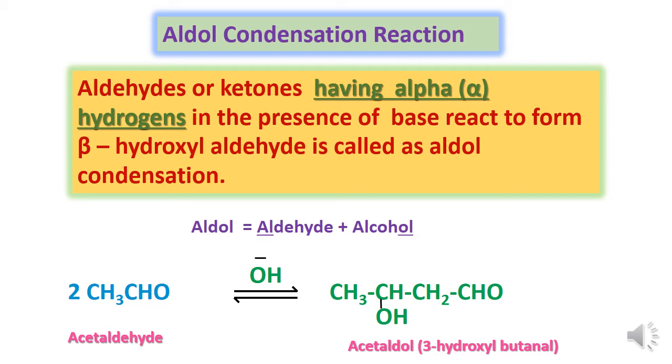So the name aldol means here, if you see the aldehyde and alcohol, then Al comes from the aldehyde and Ol comes from the alcohol. So there is a presence of two functional groups, that is the aldehyde and alcoholic OH group. Therefore, the name is aldol.